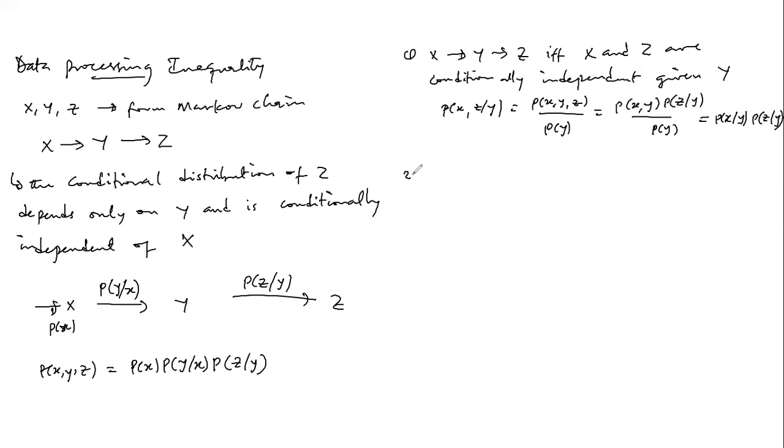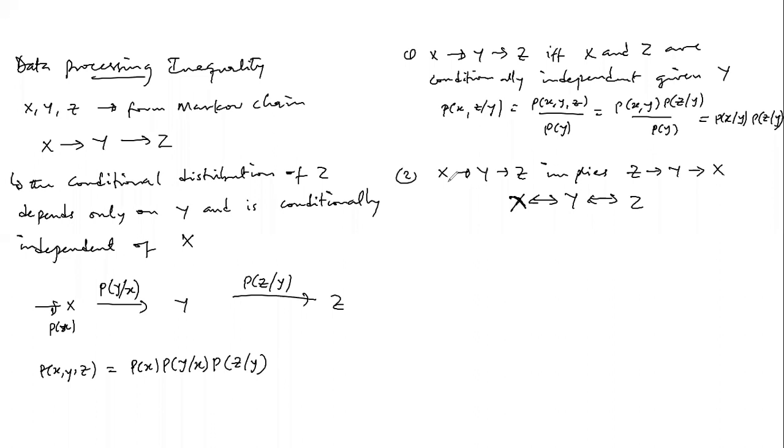And the second point here: if we have a Markov chain in this order, it implies that Z, Y, X equally forms a Markov chain. So if we have this Markov chain, then this also exists. Hence, this condition can therefore be written as X and Y given Z.